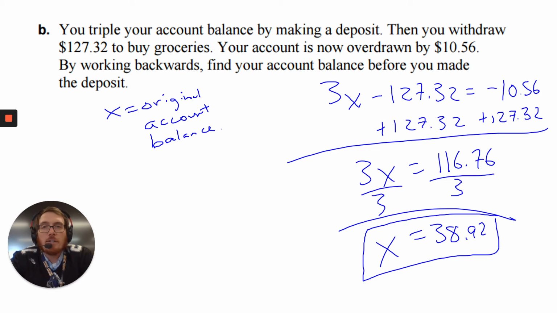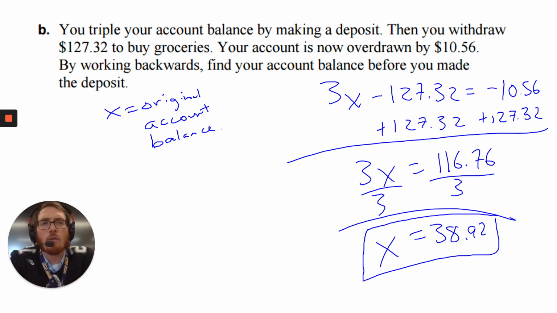Next question says to find your bank account balance before you made the deposit. So x equals your original bank account balance. So you triple your bank account balance. That was where the 3x comes from. Then it says you withdraw money to buy groceries, which means you subtract. Withdrawing means you subtract from your account, 127.32.